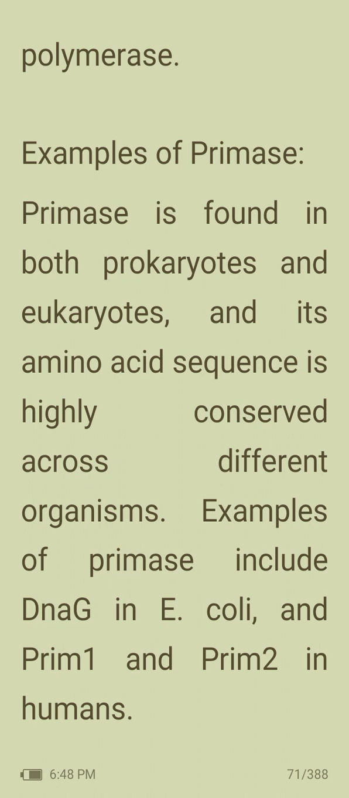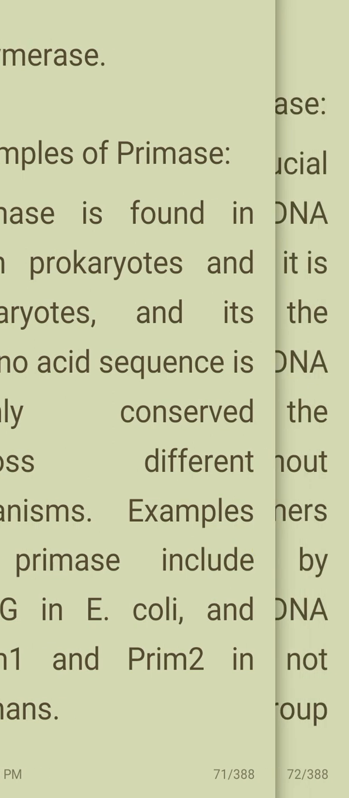Then some examples of primase. Primase is found in both prokaryotes and eukaryotes, and its amino acid sequence is highly conserved across different organisms. Examples of primase include DnaG in E. coli and PRIM1 and PRIM2 in humans.